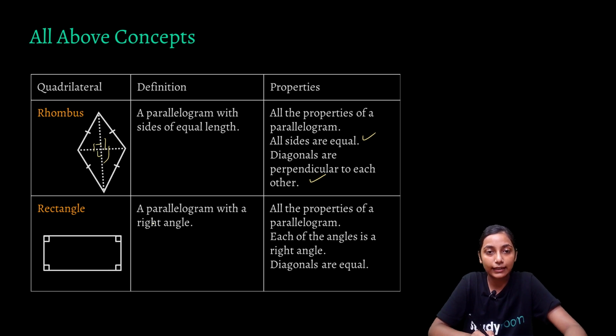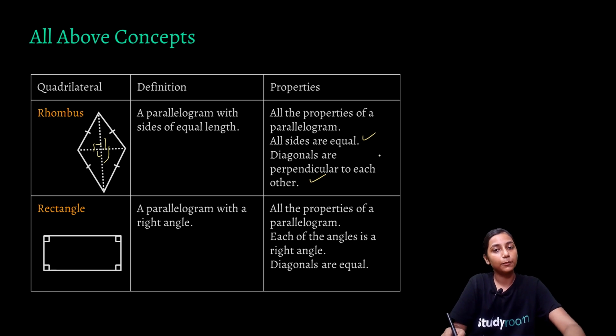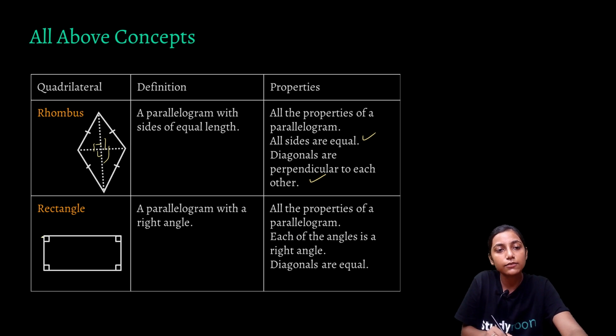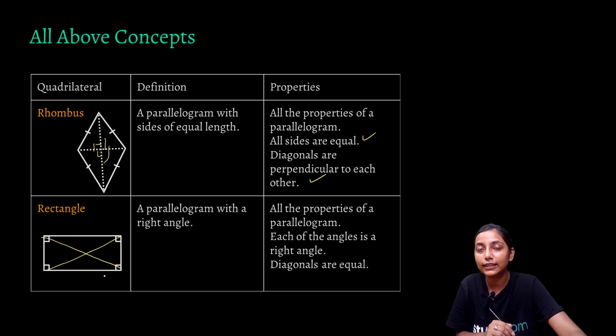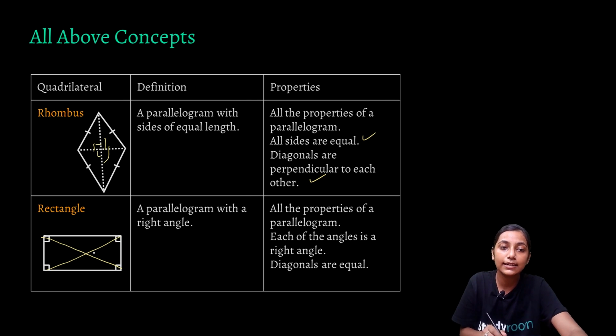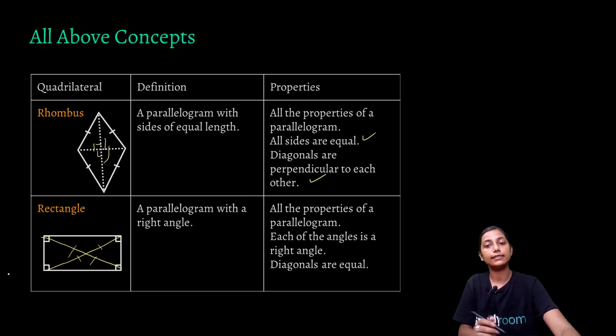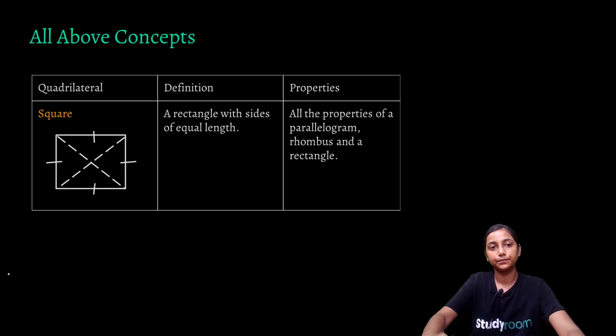Then we studied about a rectangle, a parallelogram with all the angles as right angles. All the properties of a parallelogram will hold true for a rectangle because a rectangle is also a type of parallelogram. But what were the other properties? Each of the angles is going to be a right angle, 90 degrees, and the diagonals will be equal to each other.